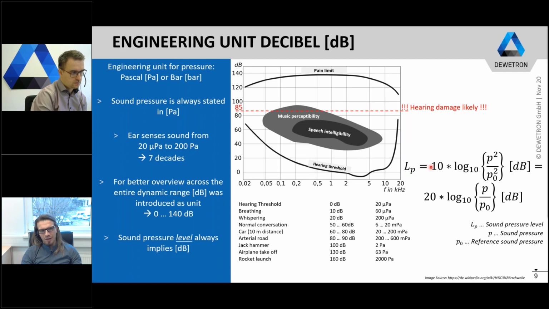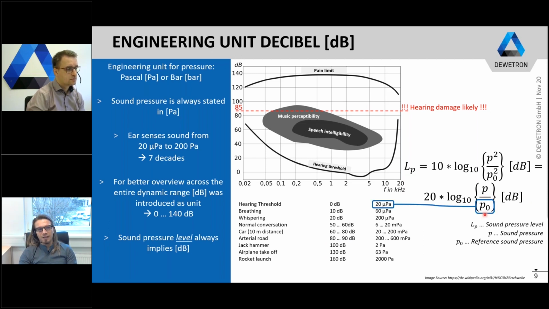And just to give you an indication about typical sound pressure levels, the hearing threshold, as we just saw here, is approximately 0 dB. Breathing is approximately 10 dB, whispering 20 dB, and normal conversation is typically in the range of 50 to 60 dB. When you walk along an arterial road, for example, you may already be affected by sound pressure levels of 80 to 90 dB. And this reference value down here, the P0, is exactly the hearing threshold.